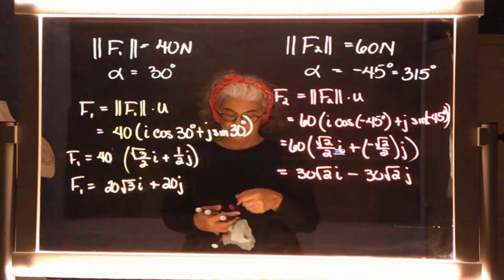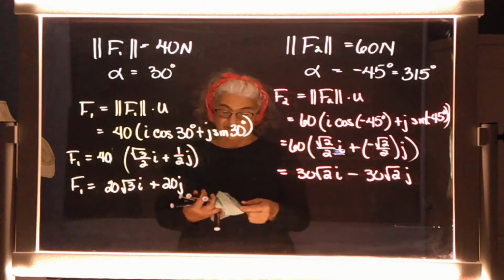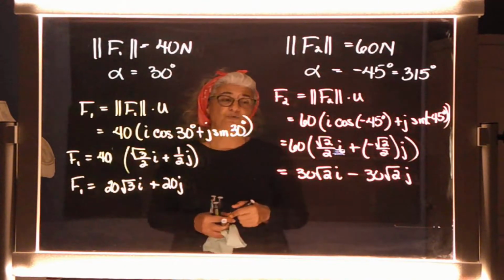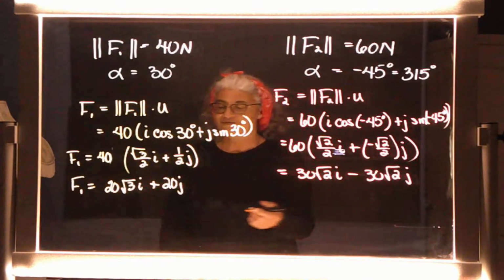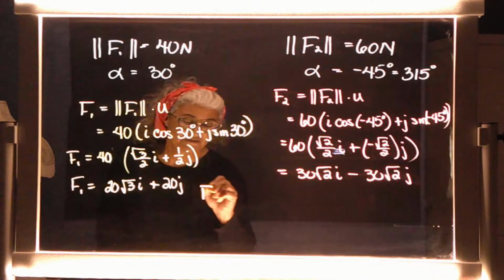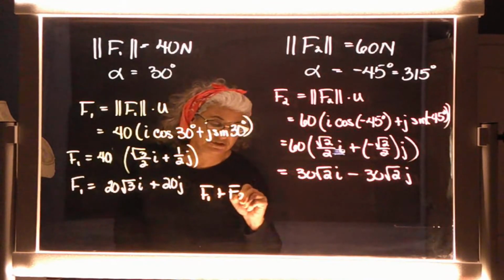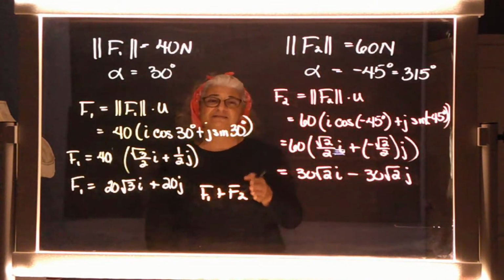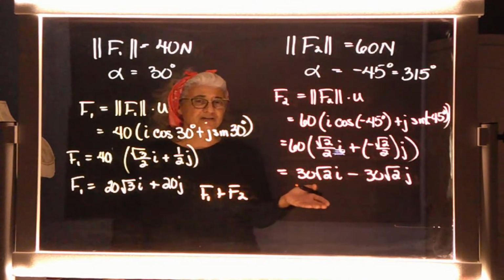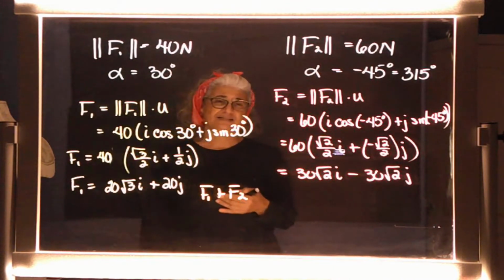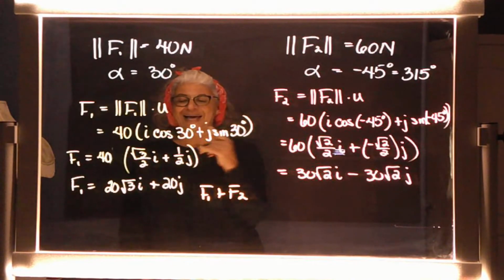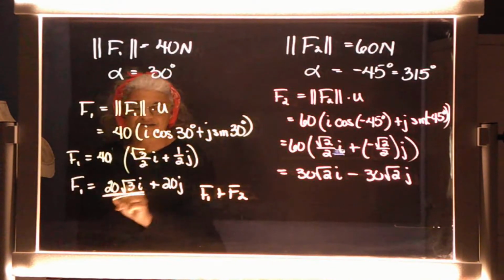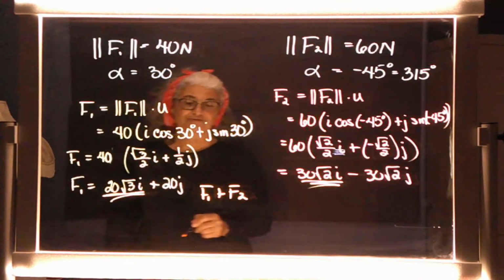Agreed? Okay, what do we have to do now? Because they didn't ask us to just find the vectors for each one. Yeah, they wanted us to find the sum of them. They wanted to find F1 plus F2. Okay, now don't think too deep. Addition's pretty picky, isn't it? Can you add x's and y's? No, you can only add x's and x's. So can I add i's and j's? No, I can only add i's with i's, right?